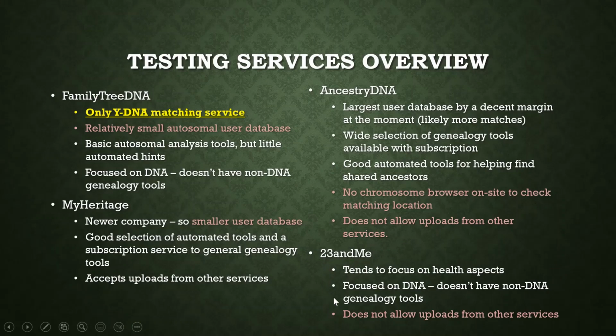23andMe is the final option here. They tend to focus more on health aspects than any of these other sites. So they've got a lot of tools that will screen your DNA for whether you might have health risks on specific things. If you're interested in that, that can be a site that people choose to start with. They are also focused on DNA. They don't have just general genealogy tools. All the tools that they have are DNA focused. They also do not allow uploads from other services. So if you want to be in their database and use their services, you have to test with them.